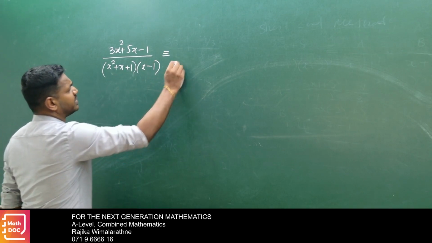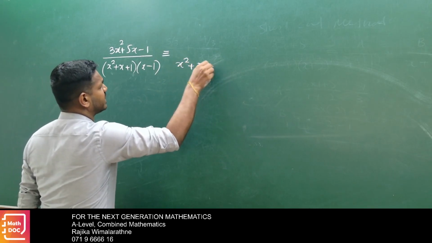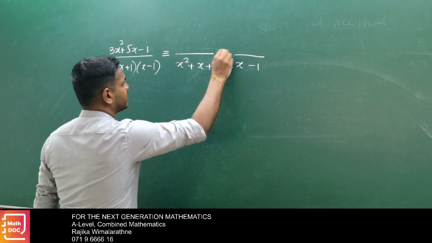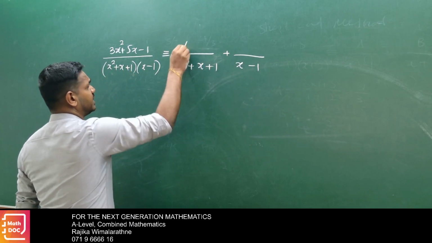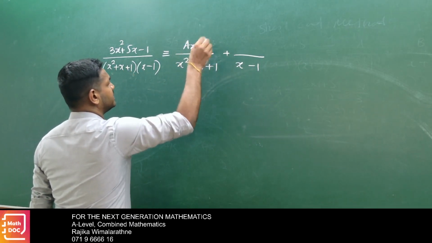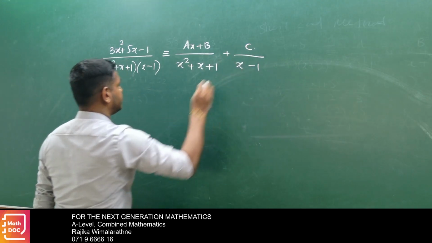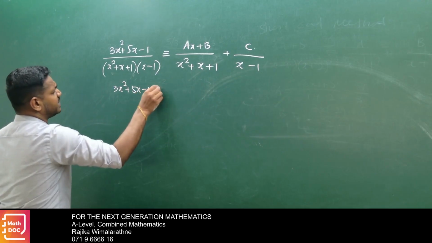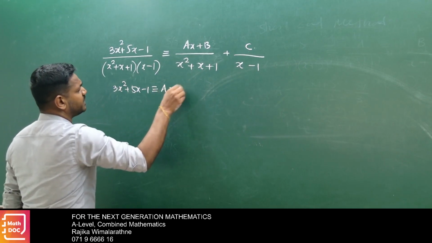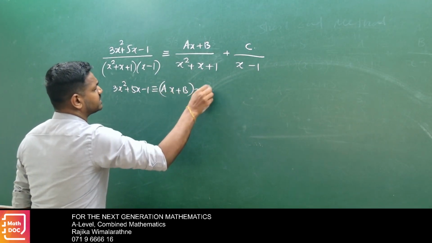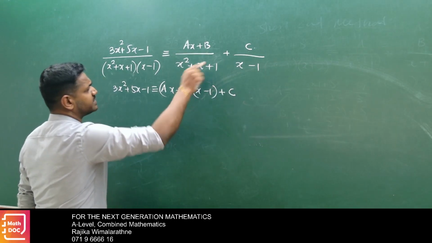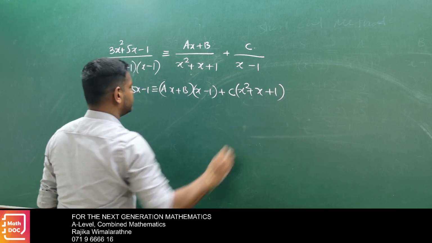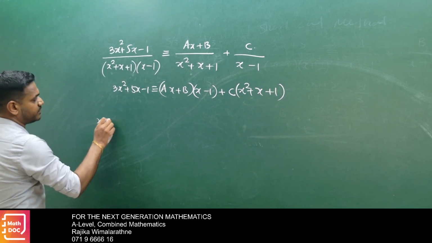Here we have a quadratic factor x squared plus x plus 1 and a linear factor. For the quadratic one you put linear ax plus b, and for the linear one you put constant c. Then 3x squared plus 5x minus 1 is identical with (ax plus b) times (x minus 1) plus c times (x squared plus x plus 1). So first you substitute x equal 1.